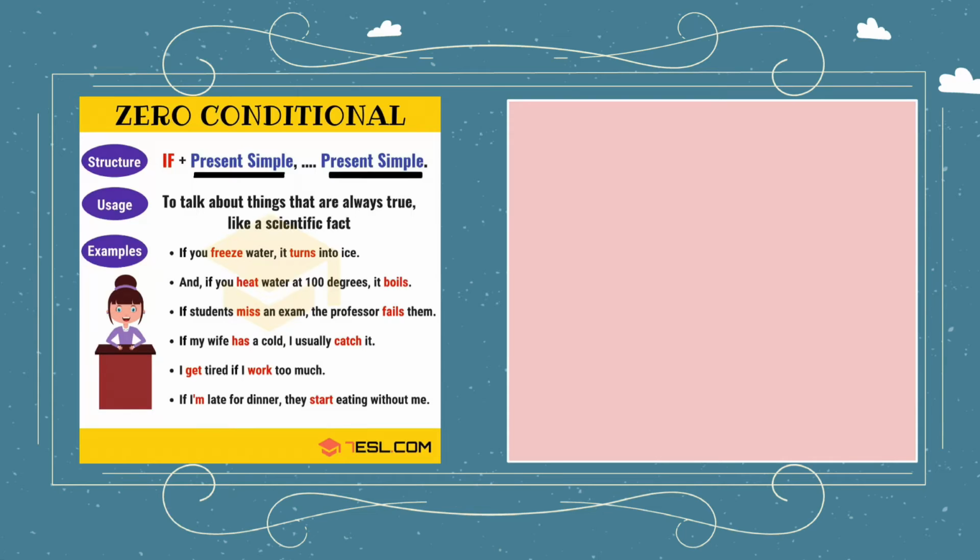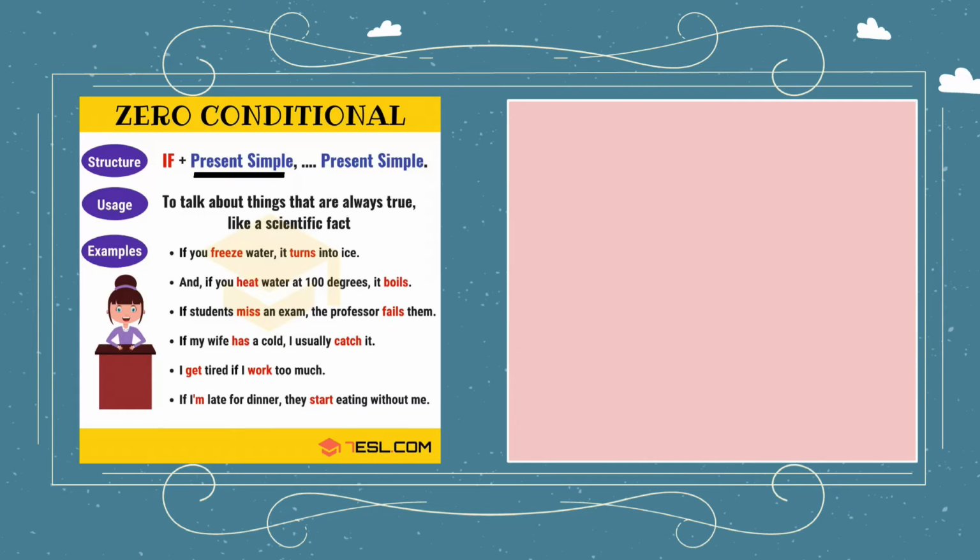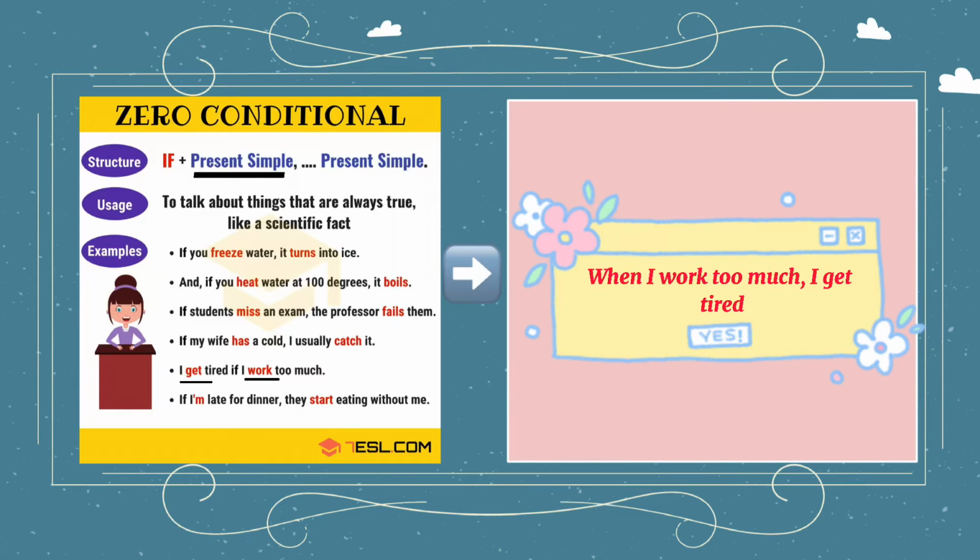So, as we can see here, C. If students miss an exam, the professor fails them. We can change it to: when students miss an exam, the professor fails them. And the last example where we can simply replace the word if with when is: I get tired if I work too much. To change it, we can say: when I work too much, I get tired.